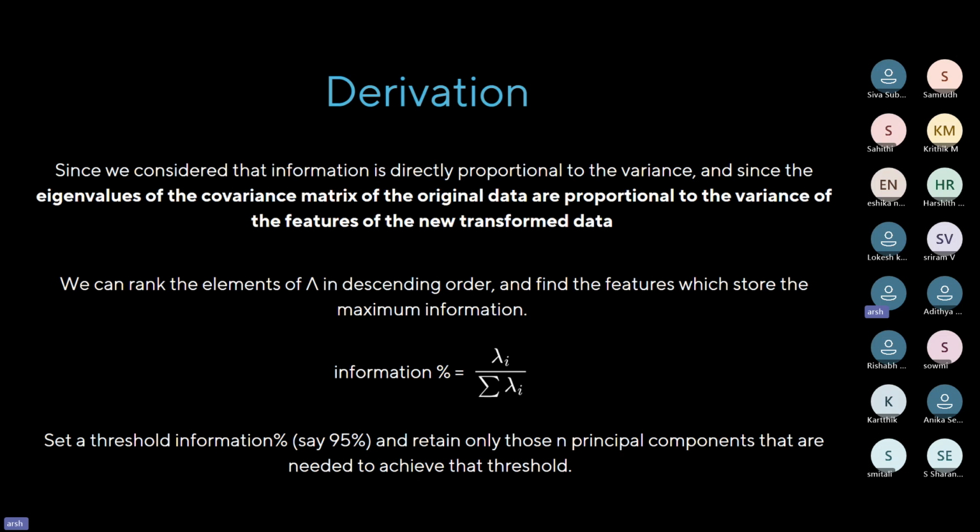You don't need more than 95% information. So you discard the other features. So now you have reduced dimensions from M to K. And that's pretty much it. That's how you do PCA.